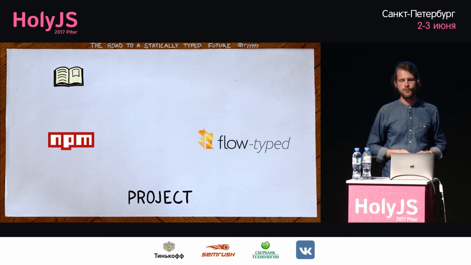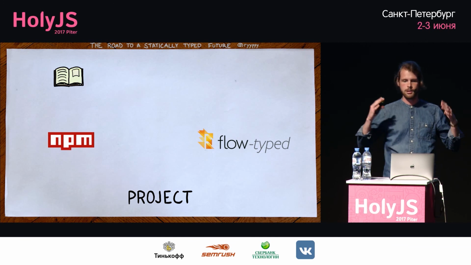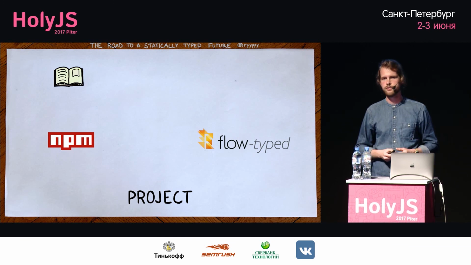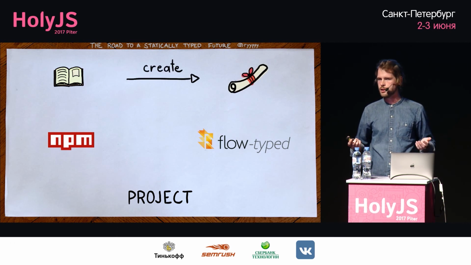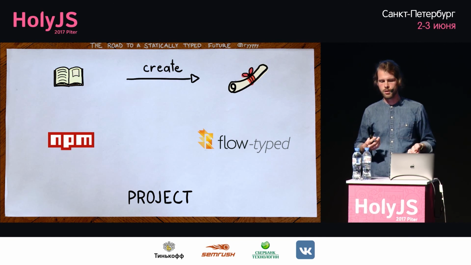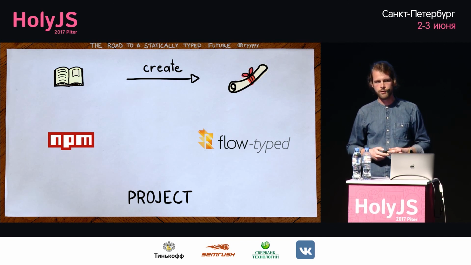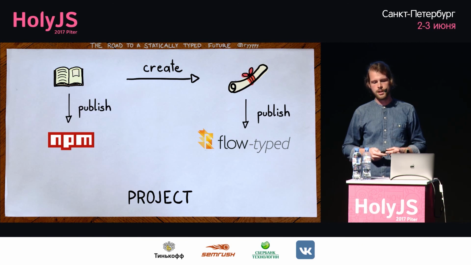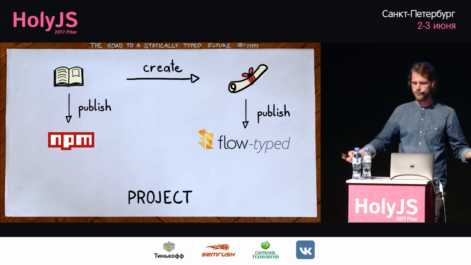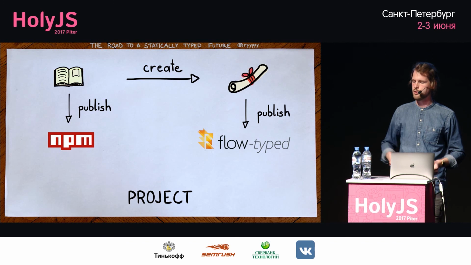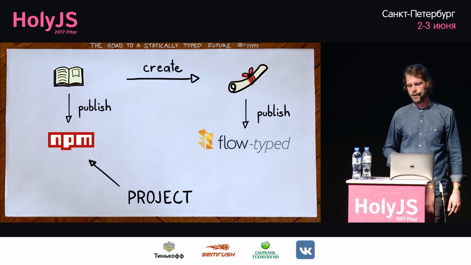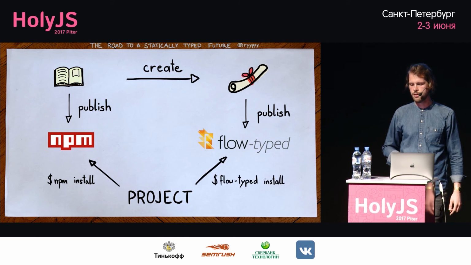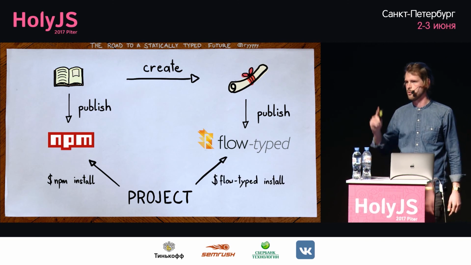And maybe let's see it from the point of view of a maintainer. So you're the maintainer of this library, and you need to create these library definitions. Either you write them by hand, or maybe you find a way to generate them. Even if your library is written with Flow in mind, it's a little bit problematic. You can publish both: you can publish to npm, you can publish to flow-typed. You need to make sure these are in sync. And the consumer is then using npm install and flow-typed install. Flow-typed is also a CLI tool.